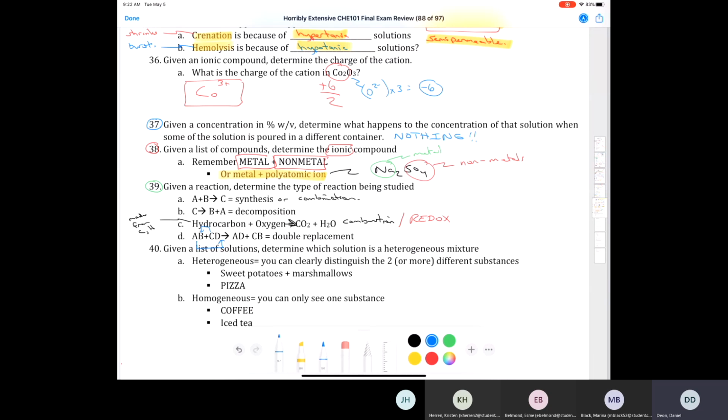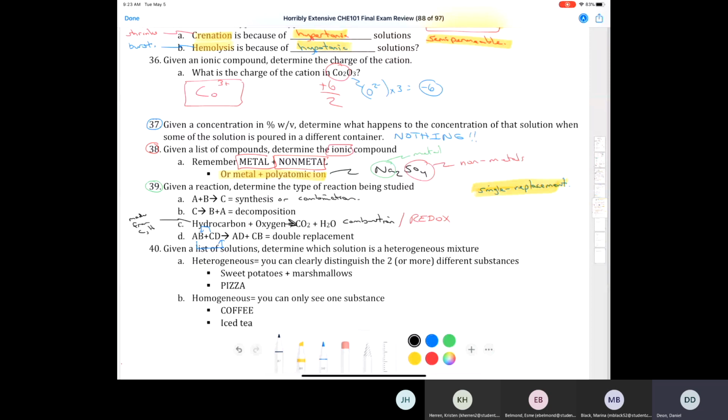So a double replacement. Also, one that's not on here is the single replacement. If you're unsure about what that is, you could take a look at that one. I won't give you an example. I'll make you do some of the work.